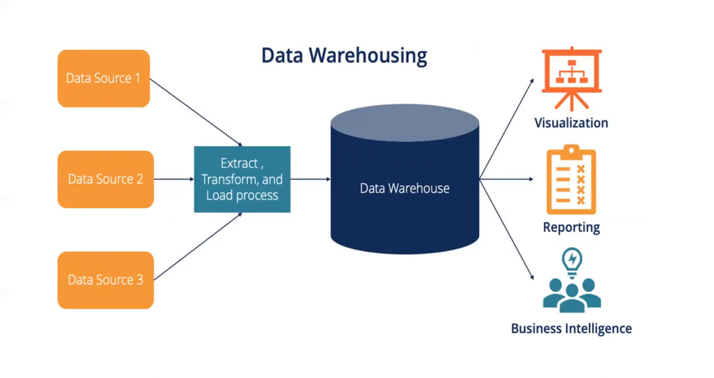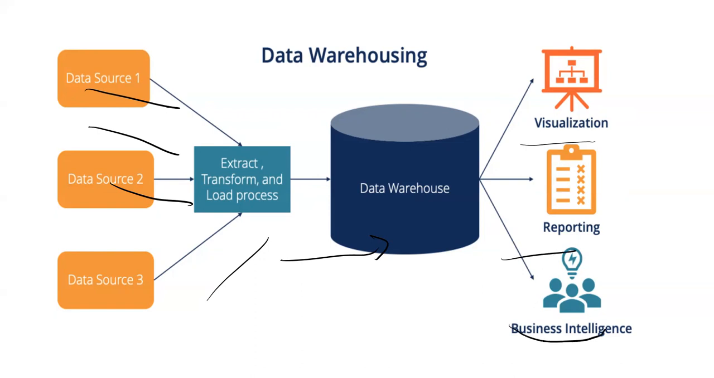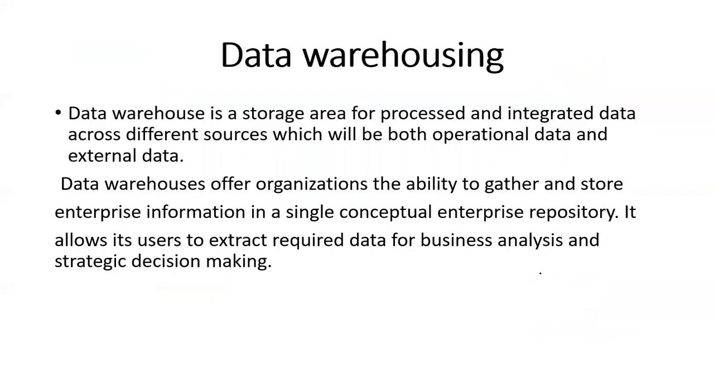There are three data sources 1, 2, and 3. From here, the data comes to the extract, transformation, and load processes, ETL, meaning extract, transform, load. It will flow to this data warehouse. And whenever it is required, it will be used by visualization, by reporting, and by business intelligence. So this was all about data warehousing.